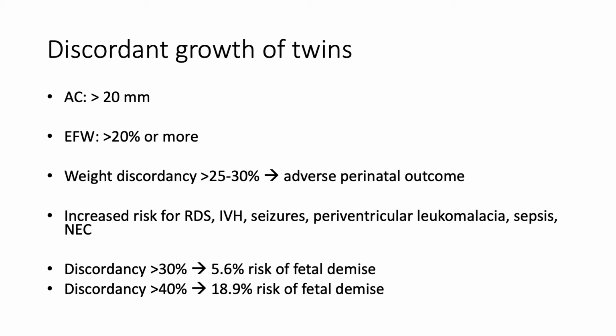The greater the discordancy, the higher the risk for neonatal complications, and these include respiratory distress syndrome, intraventricular hemorrhage, seizures, periventricular leukomalacia, sepsis, and necrotizing enterocolitis. If discordancy is more than 30%, the risk of fetal death increases to 5.6%. If it is greater than 40%, the risk of fetal demise increases to 18.9%.